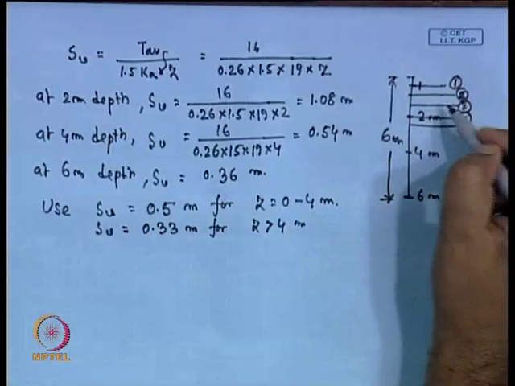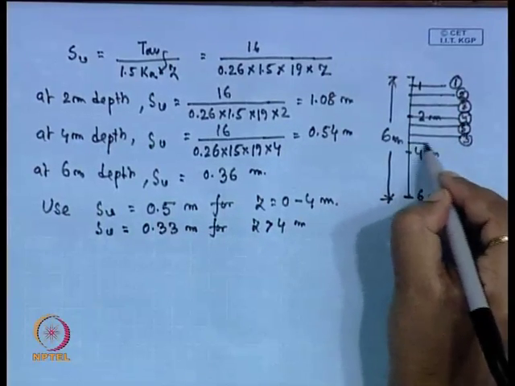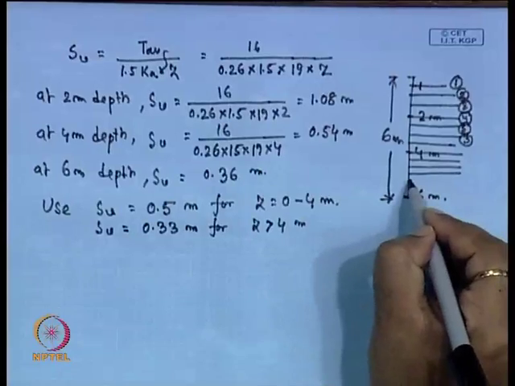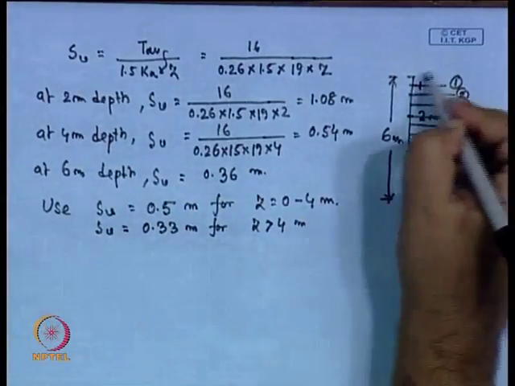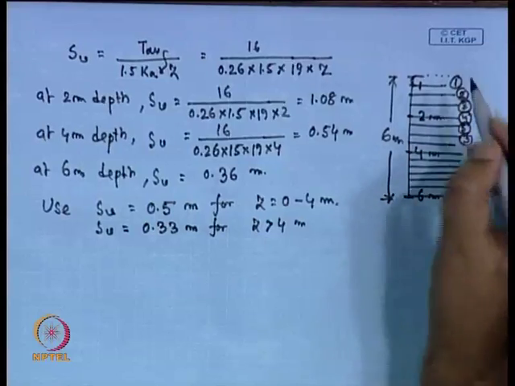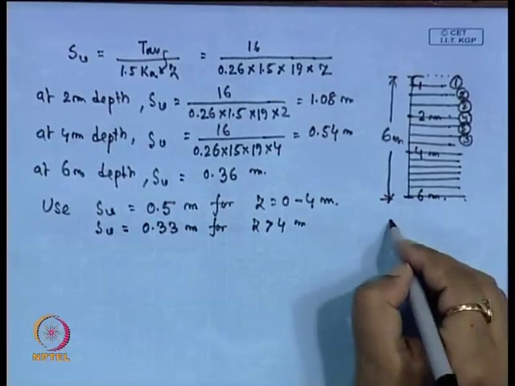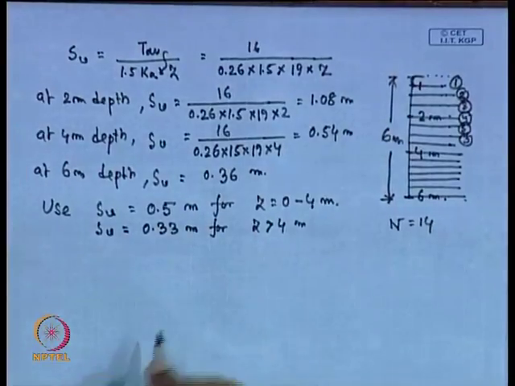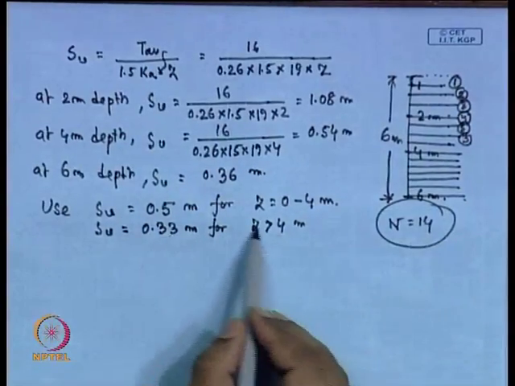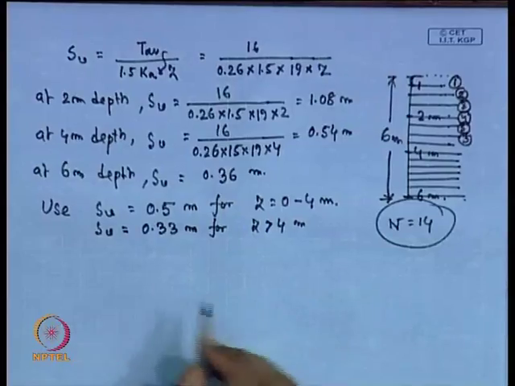So, 0.5, 1, 1.5, 2, 2.5, then 3, 3.5, 4, then 4.33, 4.67, 5, 5.33, 5.67, 6, because in the top portion, z equal to 0, we are not providing any reinforcement, because we will fold this one and we will keep this one open. So, that means the number of reinforcement layers will be 1, 2, 3, 4, 5, 6, 7, 8, 9, 10, 11, 12, 13, 14. So, the number of reinforcement layers is 14. So, that is decided, because this is the XBS question and we have taken. So, here the spacing greater than 4 to 6 is 0.33 meter and from 0 to 4 is 0.5 meter. So, that means the spacing part is over.